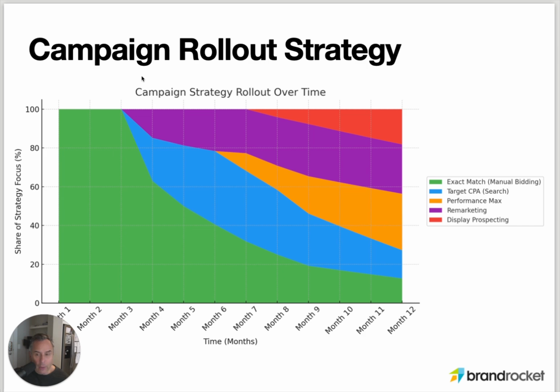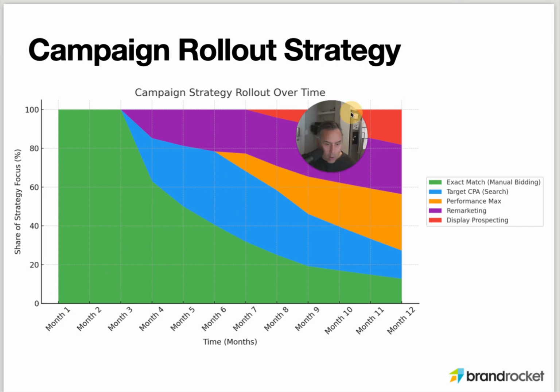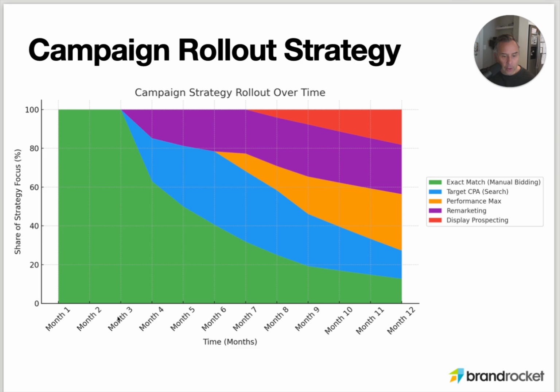And again, going back to the very beginning of this entire series, this campaign rollout strategy, where it's month one, we've got months 1, 2, 3, 4. You can see here with this exact match, we're starting with exact match. Then we introduced maximize conversions with a target CPA, target cost per acquisition. Then we can move into some Performance Max.